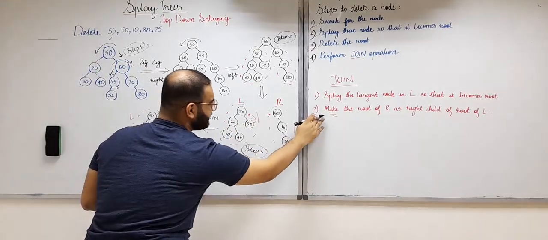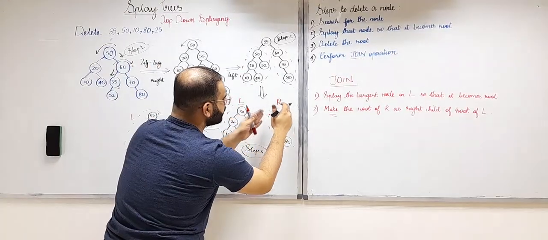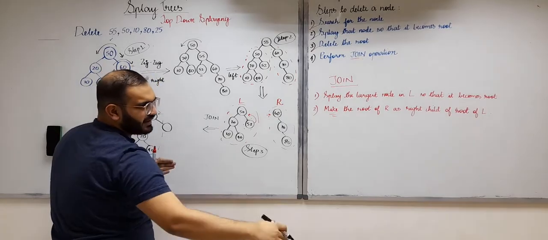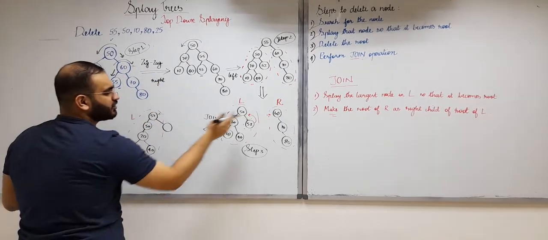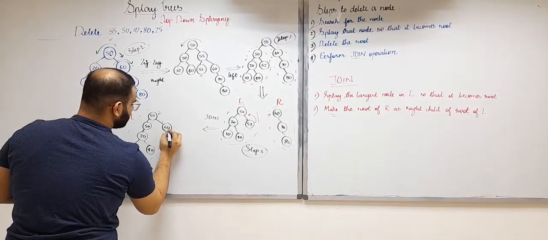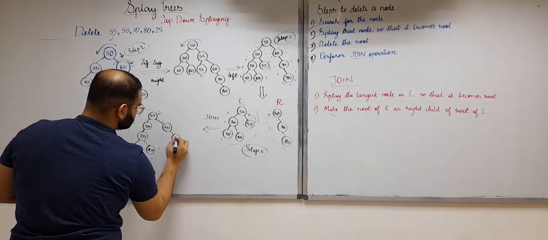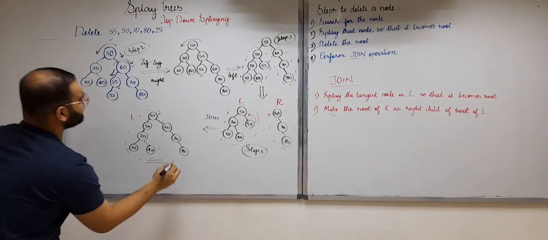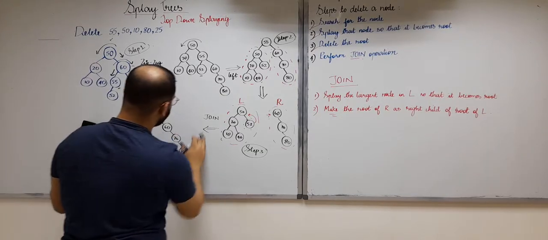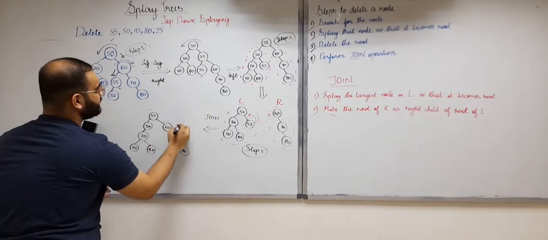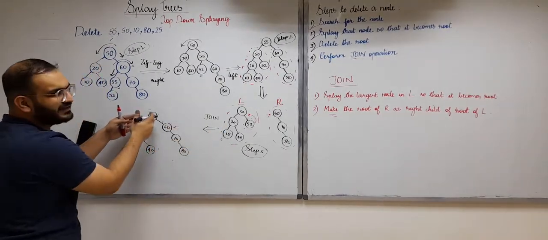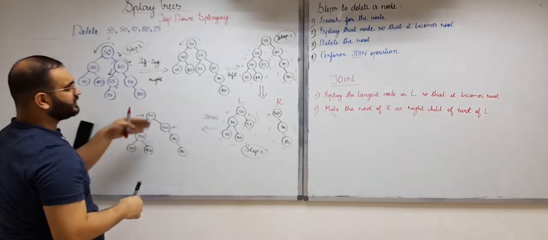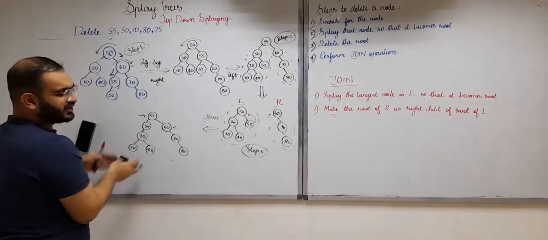In the last step, we make the root of the right subtree the right child of the left subtree, right? So let us make this root. This is the final splay tree that we get when we make this root of R the right child of the root of L, right? Because after splaying, the root of L was 52, or the largest node in the left subtree.